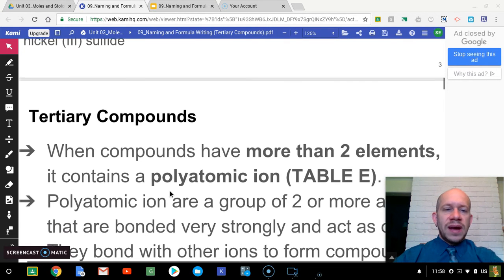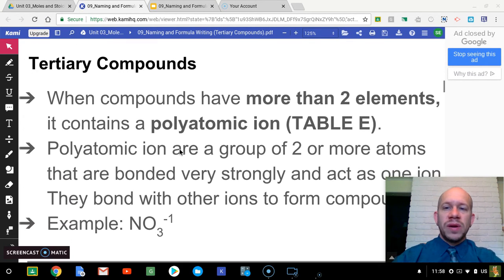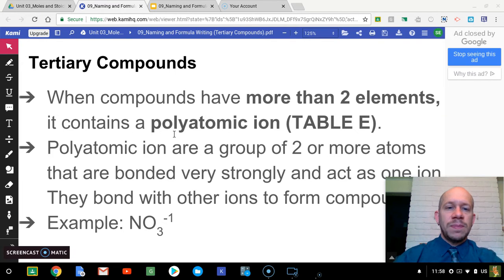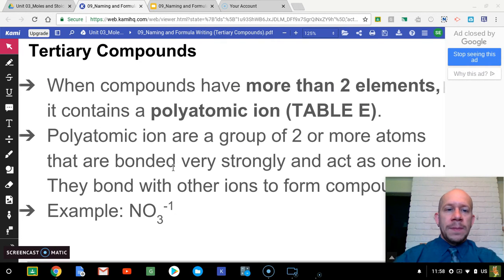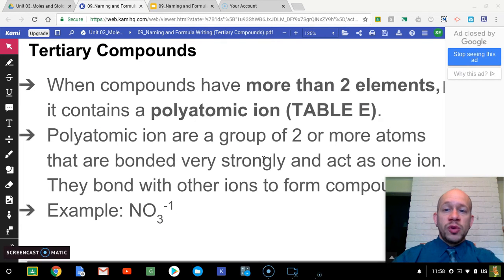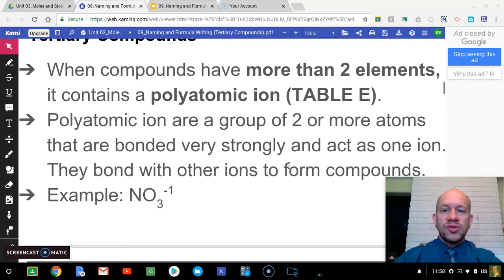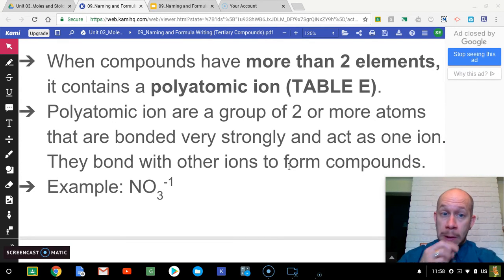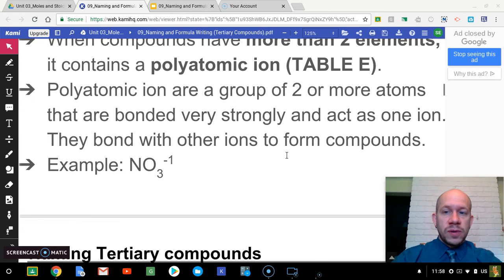A tertiary compound is when compounds have more than two elements. It contains a polyatomic ion on Table E. So you should have your reference table out and open to Table E. Polyatomic ions are a group of two or more atoms that are bonded very strongly and act as one ion. They bond with other ions to form compounds.